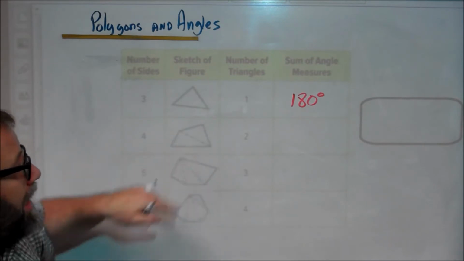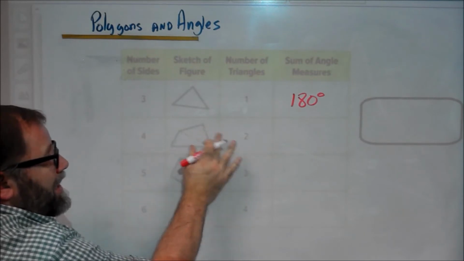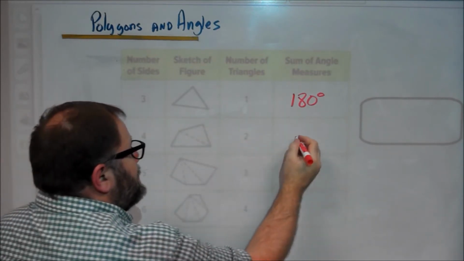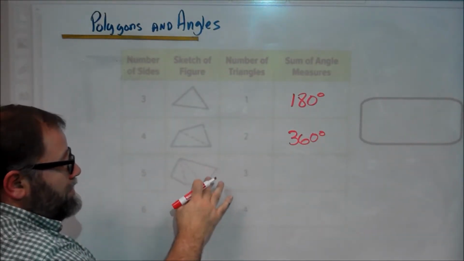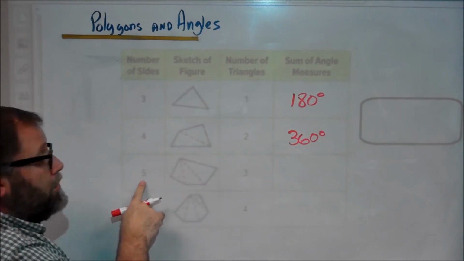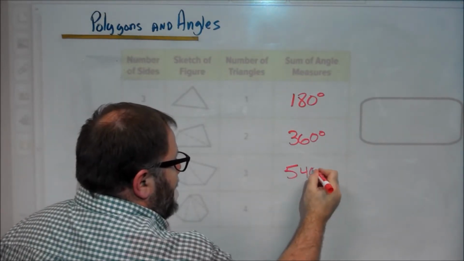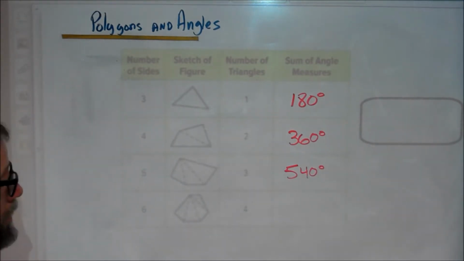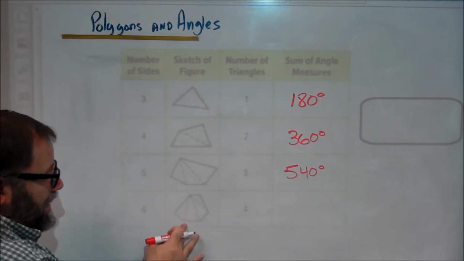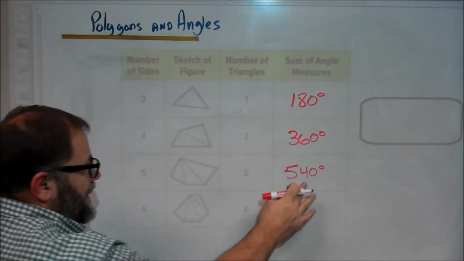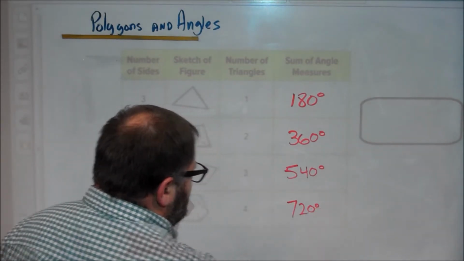Then I've got a quadrilateral here. There's 4 sides, 1, 2, 3, 4. I can bisect that and turn it into 2 triangles, so that's 360 degrees total. Here I've got a 5-sided figure, 1, 2, 3, 4, 5. I can make that into 3 triangles, and I did the math in my head on the last page. That's 540 degrees. And then I got 6 sides, 1, 2, 3, 4, 5, 6. I divide that up and I can get 4 triangles out of that. I'm going to add 180 to this. 540 plus 180 is 720 degrees.